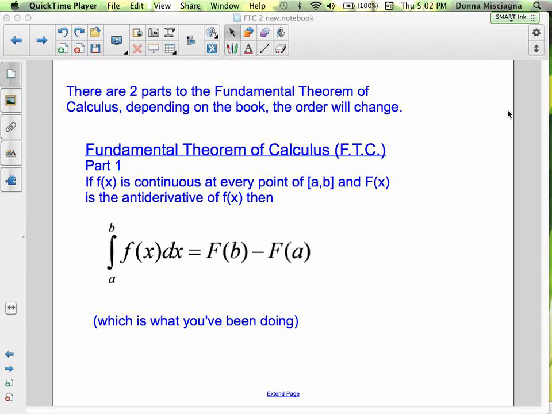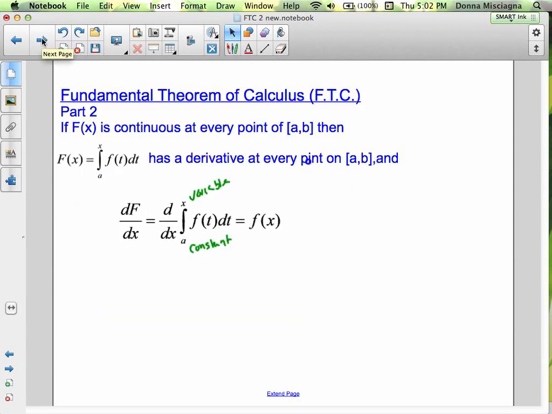And then we learned a second part to the fundamental theorem of calculus. Okay, so the second part: if our function is continuous at every point on [a, b], then the integral from a to x of f(t) dt has a derivative at every point on [a, b], and the derivative and the integral are inverse operations. In other words, when we take the derivative and then we integrate, we get back to the original function minus our constant, which gets lost.